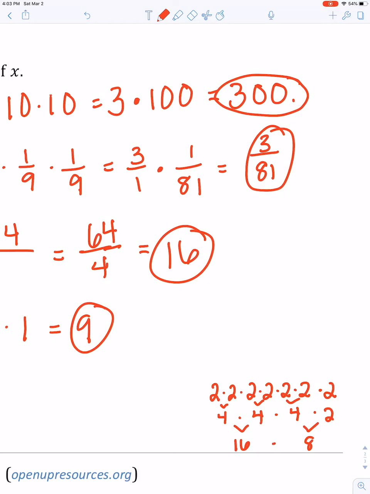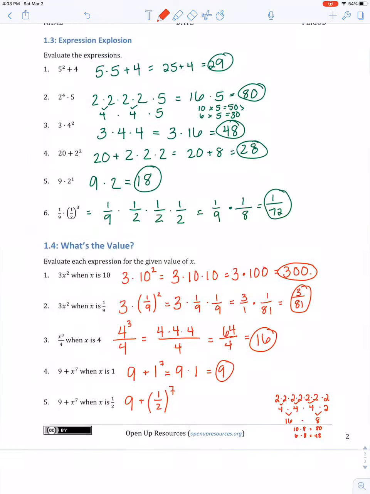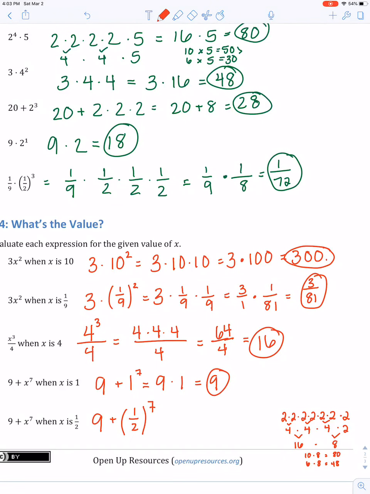So now I need to figure out what 16 times 8 is. Again, how I like to do multiplication is split it up. So I'm going to split it up into 10 times 8 and 6 times 8. I know that 10 times 8 is 80. I know that 6 times 8 is 48, excuse me. And when I add those together, I get 128.